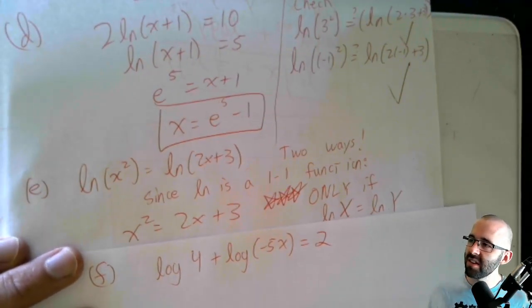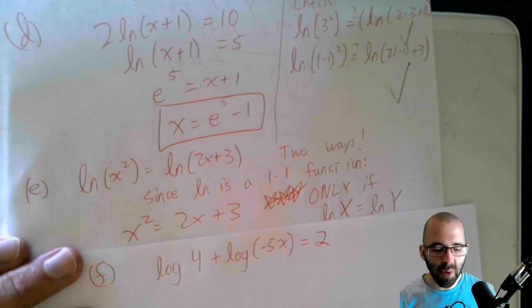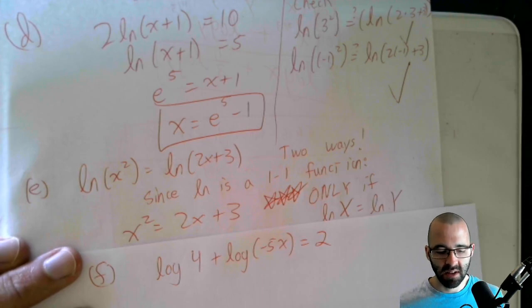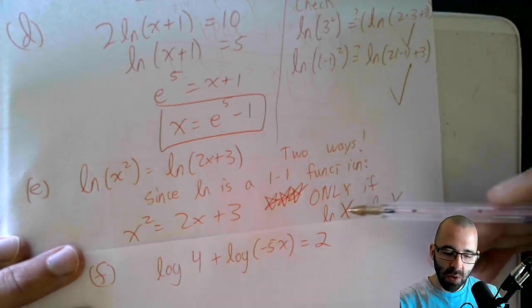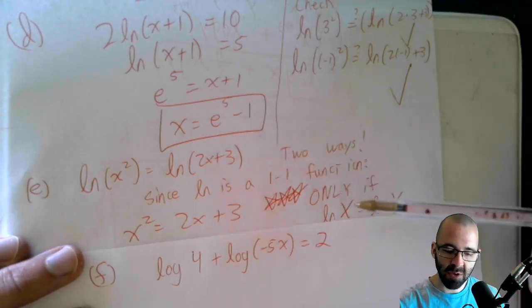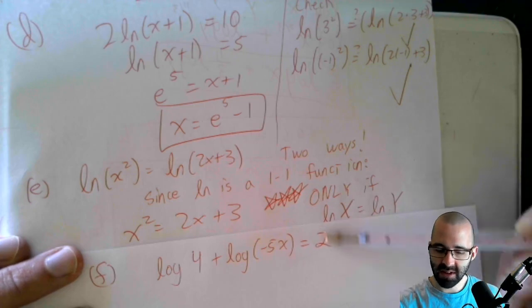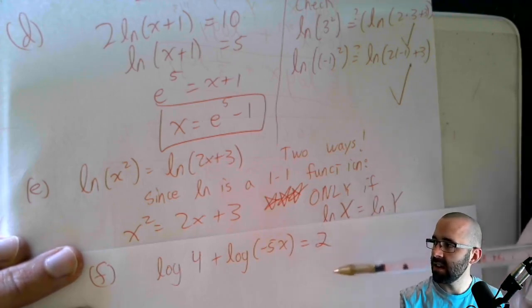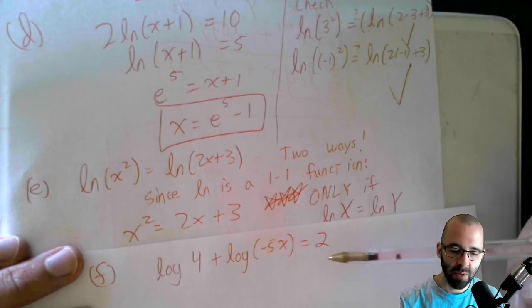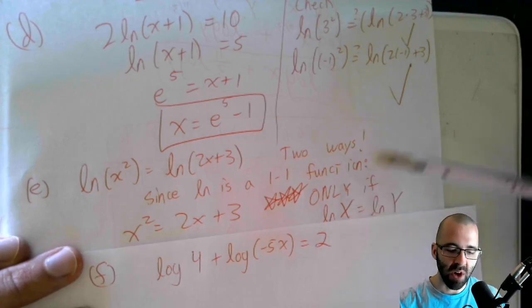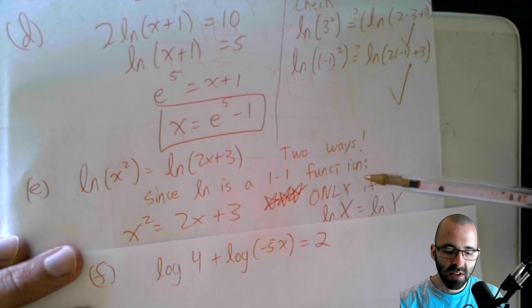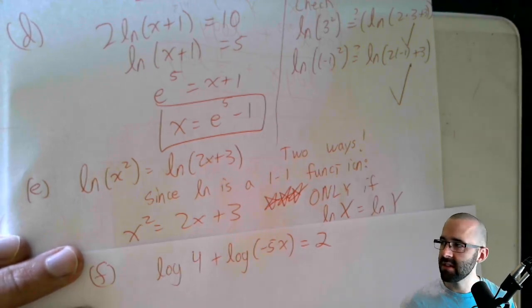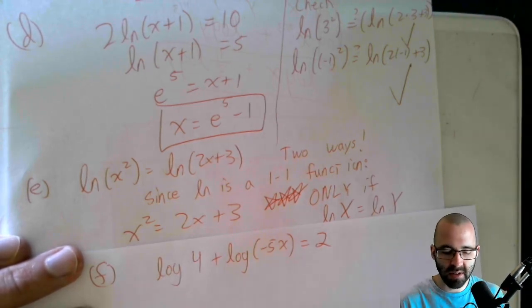In part F, we have two logarithms again, but we can't just get rid of the logs. You can only get rid of the logs if you have two logs equal to each other. But there's a 2 that's just hanging on over here. That's not going to allow us to do this the same way. So we're going to need to solve this the way we solved the earlier ones.